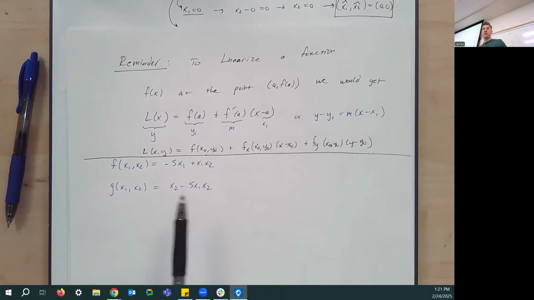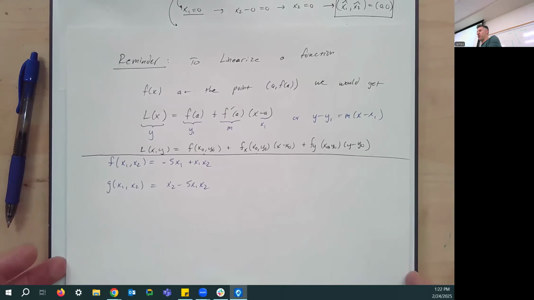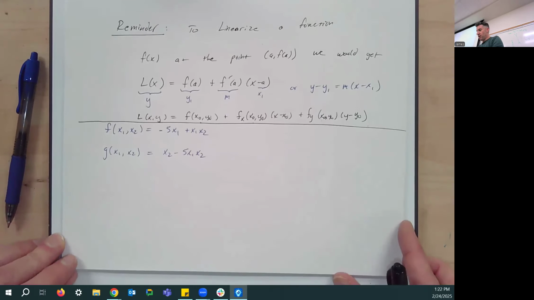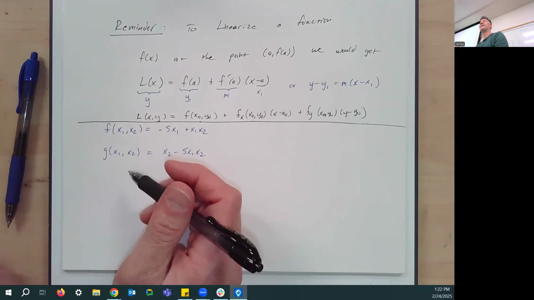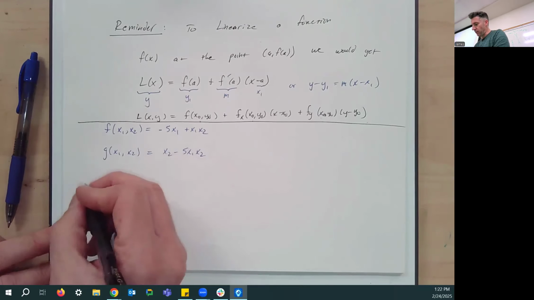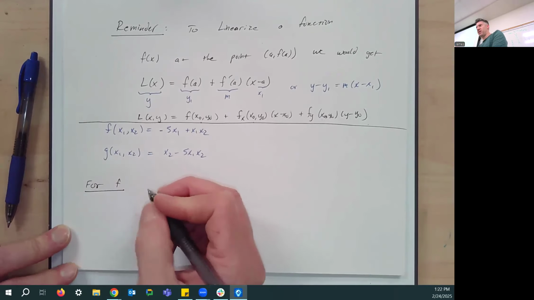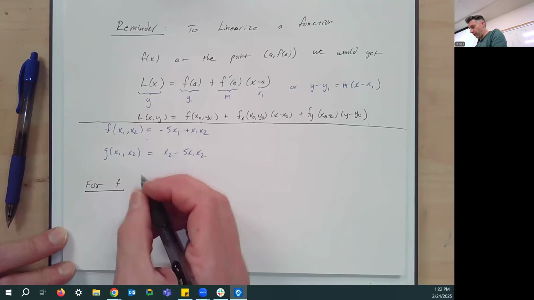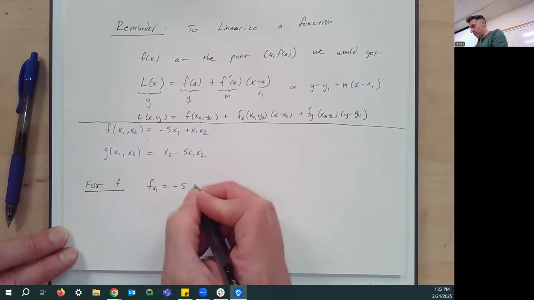Okay, so now we're going to do this linearization for each of these functions. It's a little bit gnarly, but it's not that bad. So let's do it the long way, so then we can see how nice it gets to be. Let's linearize f first. For f, and this is where the notation gets a little bit gross, we're taking partial derivatives with respect to x1 and x2. Our partial with respect to x1 is going to be negative 5 plus x2.